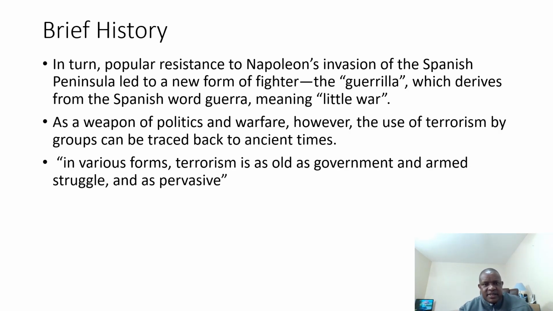In turn, popular resistance to Napoleon's invasion of the Spanish peninsula led to a new form of fighter, the guerrilla, which derives from the Spanish word guerra, meaning little war. As a weapon of politics and warfare, however, the use of terrorism by groups can be traced back to ancient times. In various forms, terrorism is as old as government and armed struggle, and as pervasive.